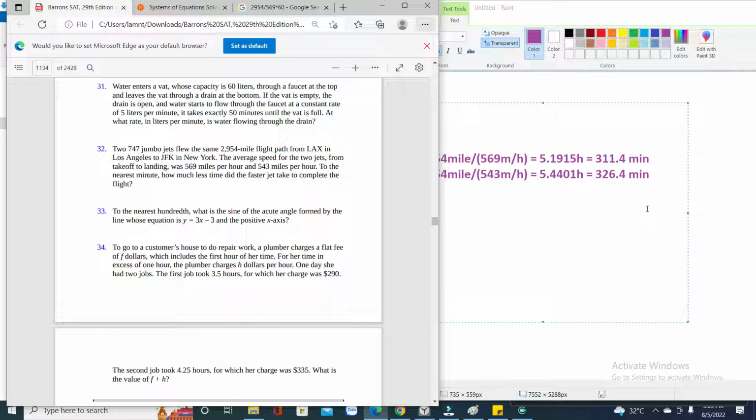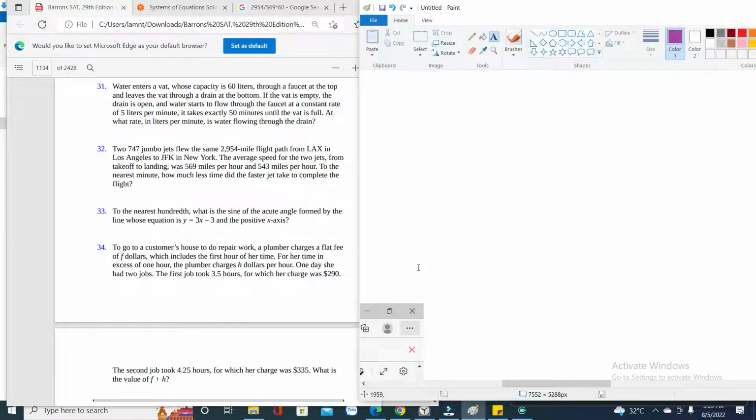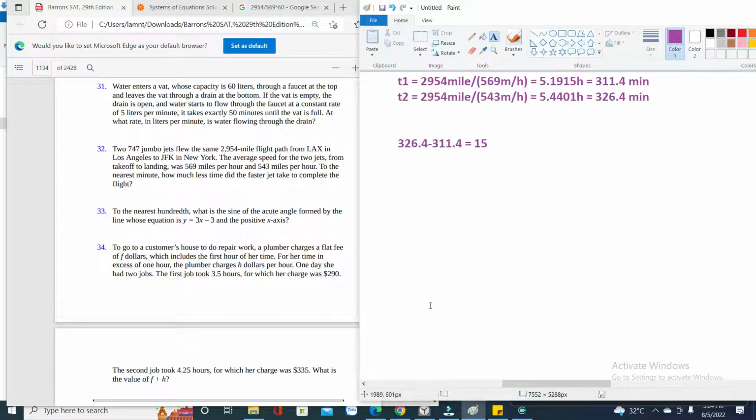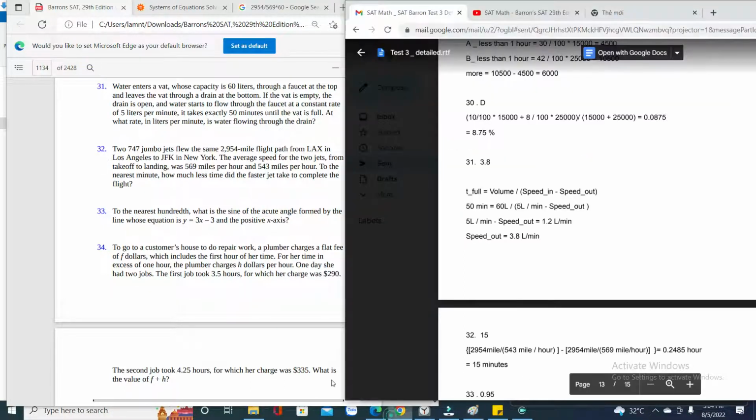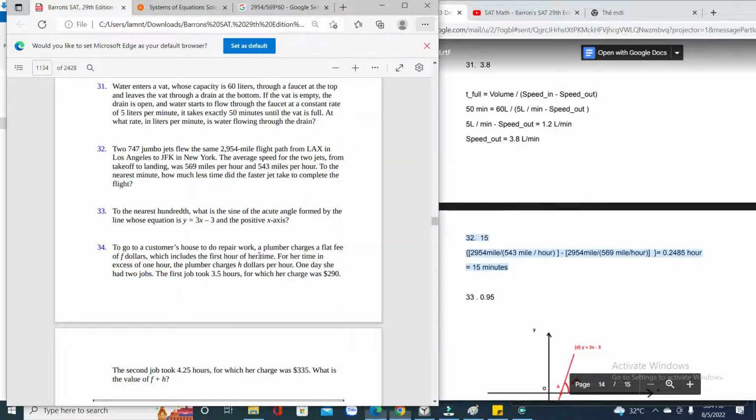So how much less time is 326.4 minus 311.4, which is 15, right? So 32 is 15, right? So the answer with 32 is 50. Okay, so it's 50.